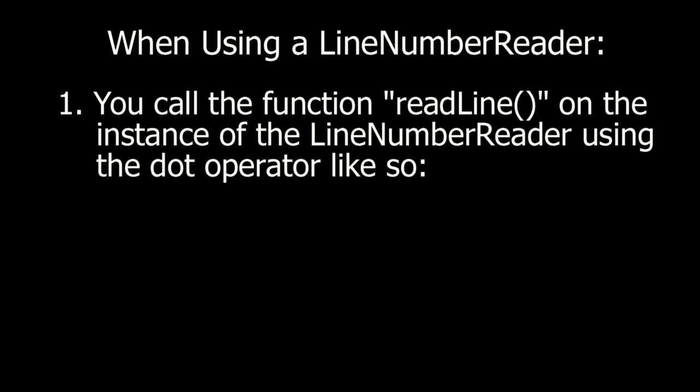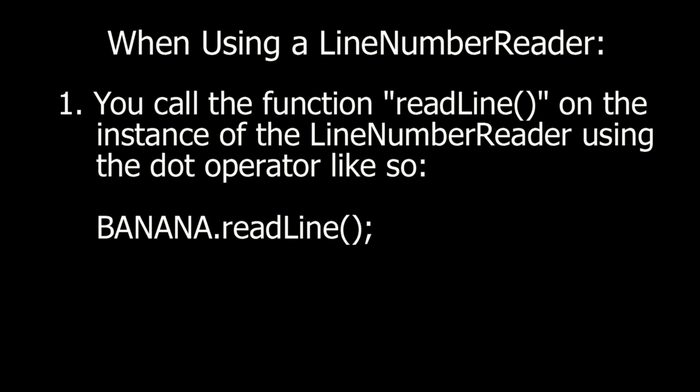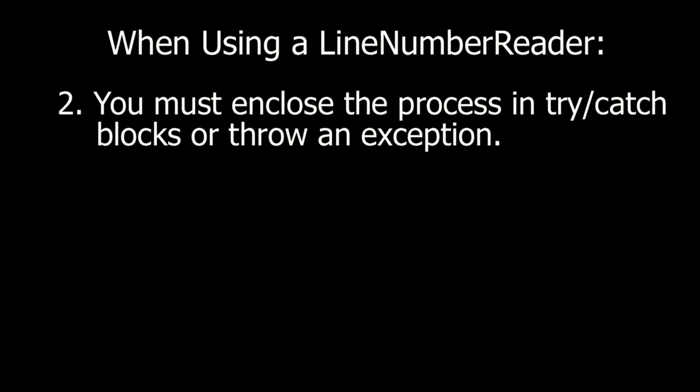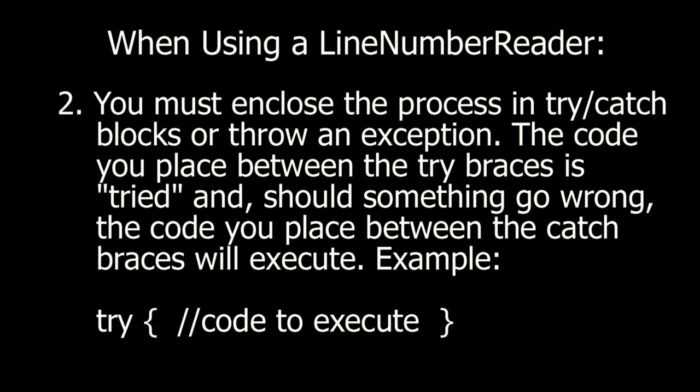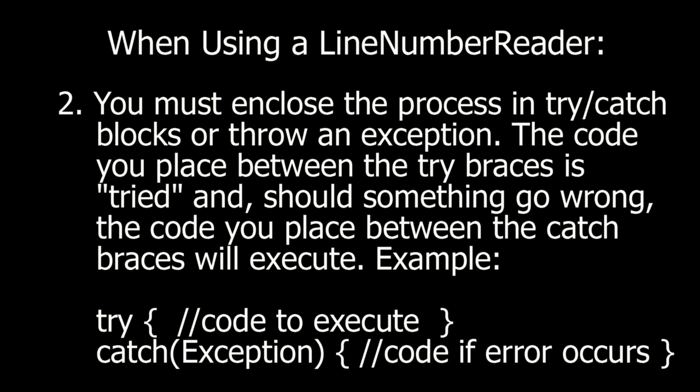When using a line number reader, you call the function readLine on the instance of the line number reader using the dot operator like so, banana readLine. You must enclose the process in try catch blocks or throw an exception. The code you place between the try braces is tried, and should something go wrong, the code you place between the catch braces will execute. Example, try, and then between those braces the code you want to execute. Catch, and then in parentheses the type of exception, and then the code to occur if an error occurs.